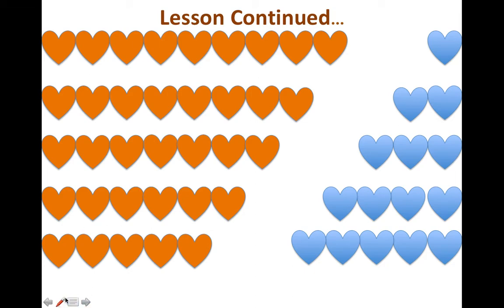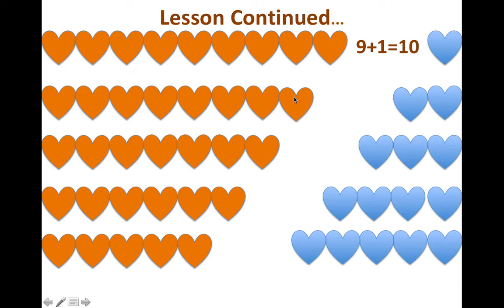So let's look at the first one. The first one has 1, 2, 3, 4, 5, 6, 7, 8, 9. I have 9 orange hearts and 1 blue heart. So I know 9 plus 1, or 9 and 1 more, equals 10 hearts altogether. In the next line, I saw the number of blue hearts increased by 1 and the number of orange hearts went down by 1. So if we have 9 over here, 1 is gone.